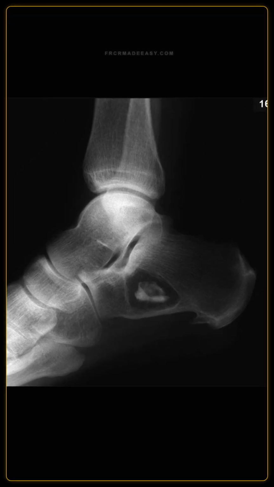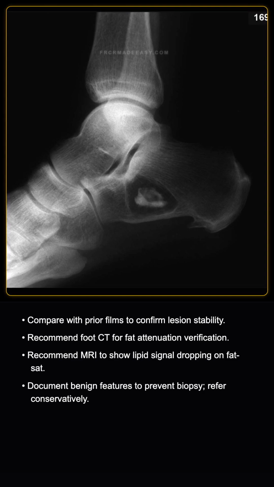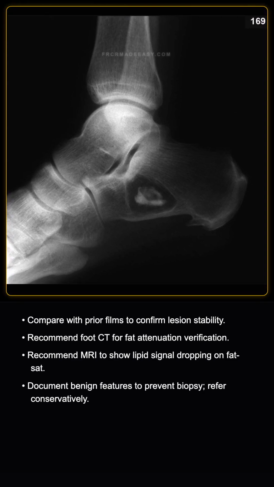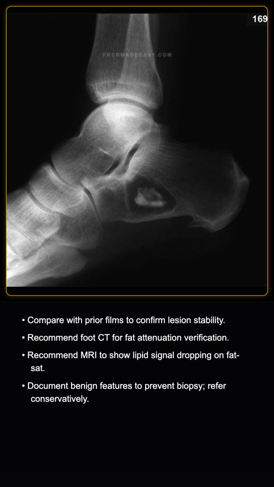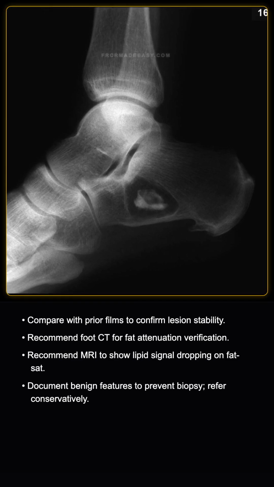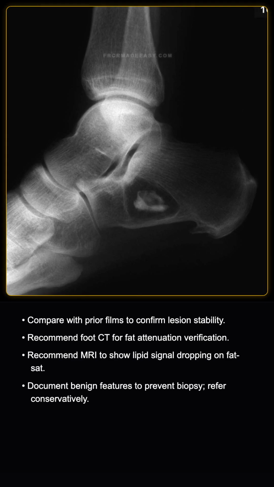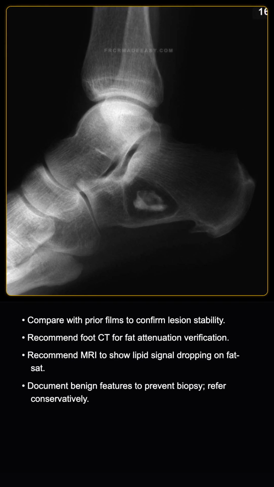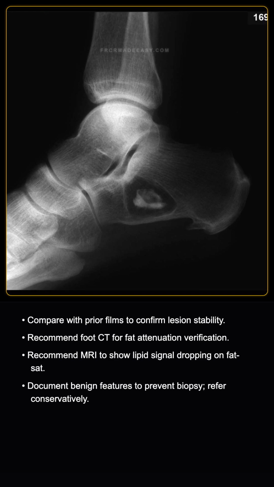How would you manage this patient as a radiologist? In that case, as a radiologist, I would recommend comparing this radiograph with any prior foot or ankle films to confirm lesion stability. If there is diagnostic uncertainty, I would recommend a non-contrast CT of the foot to confirm fat density attenuation within the lesion, or an MRI of the foot, which will demonstrate high T1 and T2 signal matching subcutaneous fat that drops out on fat-suppressed sequences.